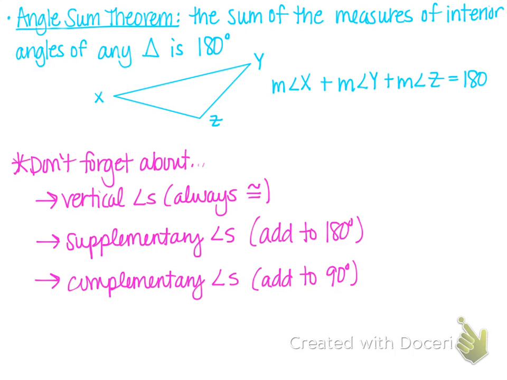Very important. So, now when we're starting to do these examples, don't forget about what we talked about yesterday. Vertical angles, how they're always congruent. Remember, they're across from each other at an intersection. Boom and boom.